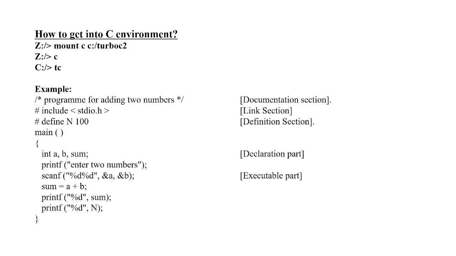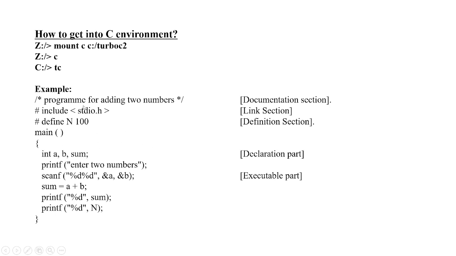Now let us see how to get into the environment. In a DOS box, as soon as we open the DOS box we get a Z prompt. From the Z prompt we are going to mount the C drive, where in the C drive we are going to map to Turbo C2. Again we are in the Z drive, so to jump to the C drive we write C colon, and then we come to the C prompt, there we type TC, and this is how we get into the C environment, and there we are going to write the program.